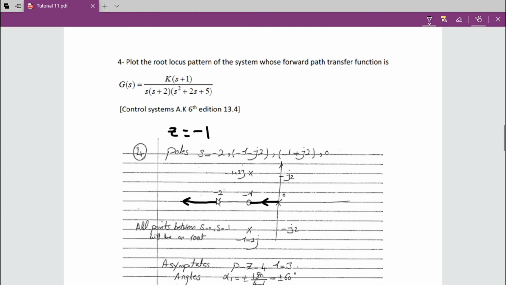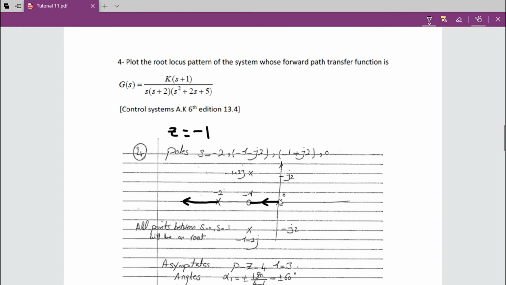What we need to do is, there won't be a breakaway point, so there's no need to identify the breakaway or break-in point. But there will be an angle of departure, since it's a pole. That's what we need to identify over here. And if it has an angle of departure, it will also have an asymptote, so we need to identify the asymptotes as well. Angle of departure, the asymptotes, and the j omega axis crossover.